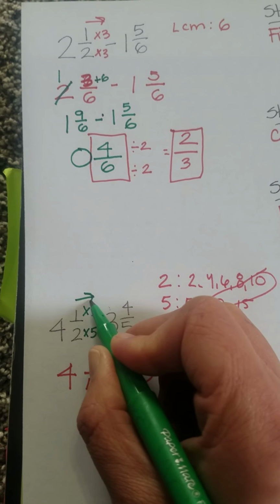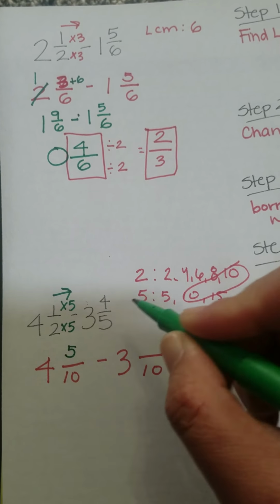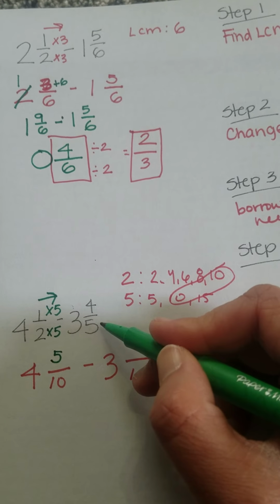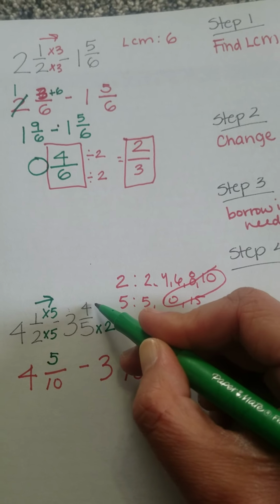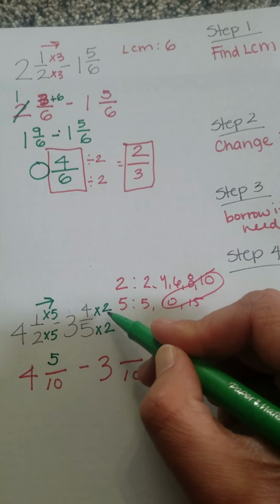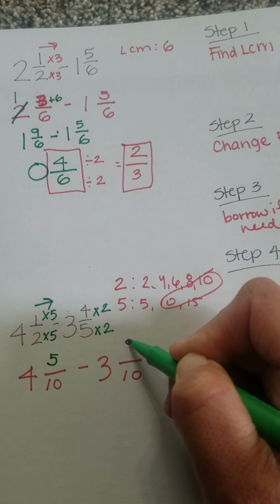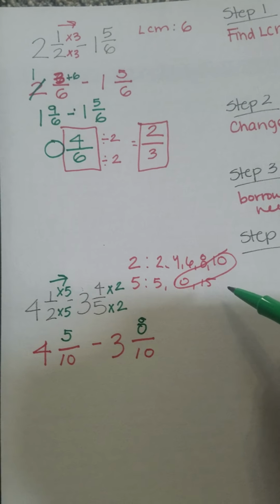Now I'm going to multiply across. 1 times 5 is 5. Now I'm going to come over here. 5 times 2 is 10. Whatever I do to the bottom, I do to the top. 4 times 2 is 8. Now this is where we're on step 3, borrow if needed.